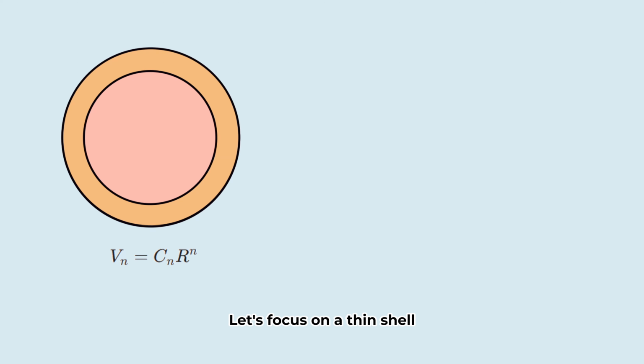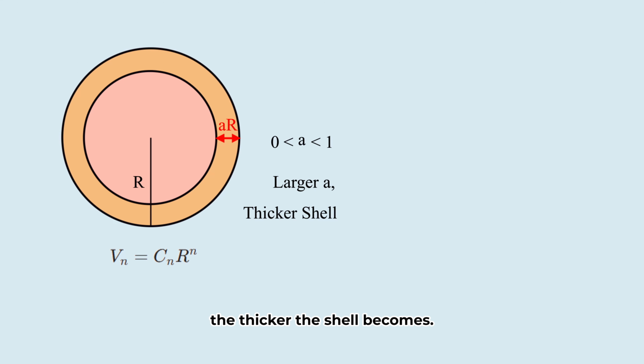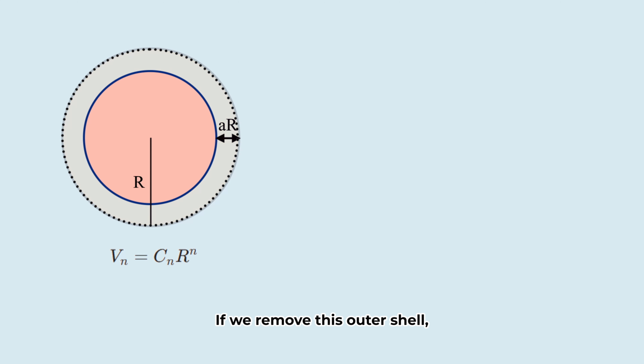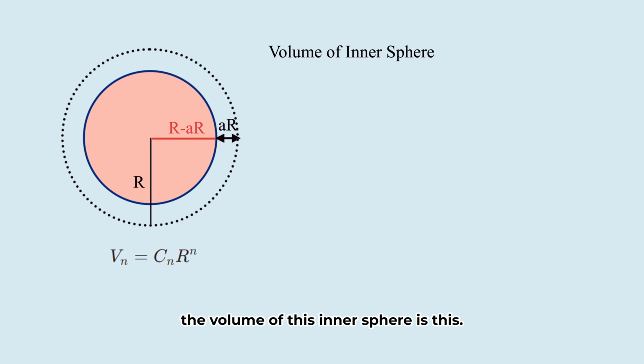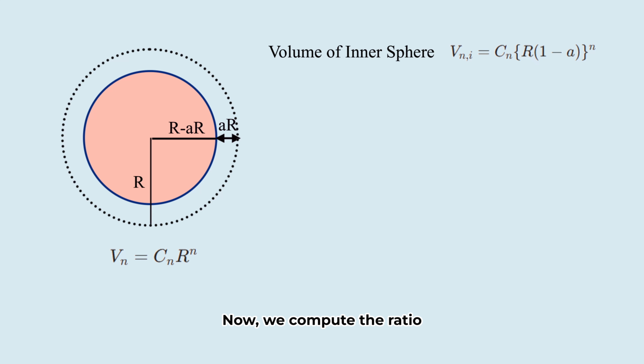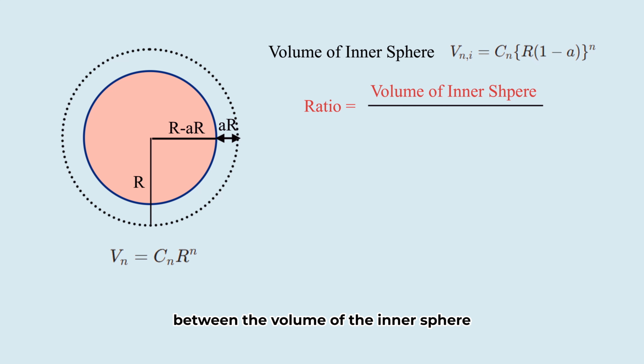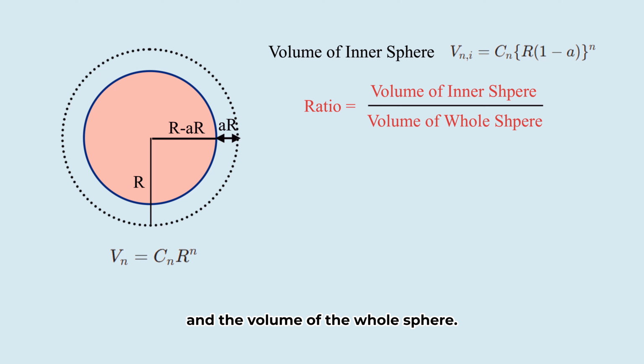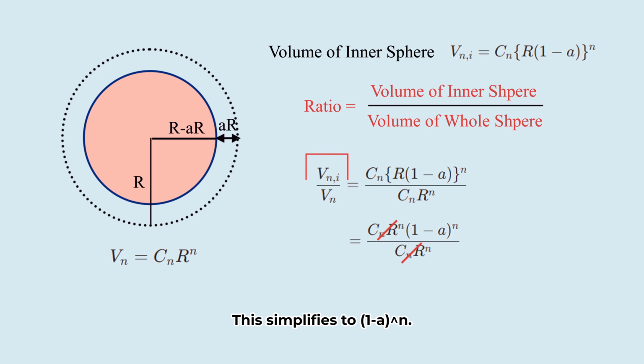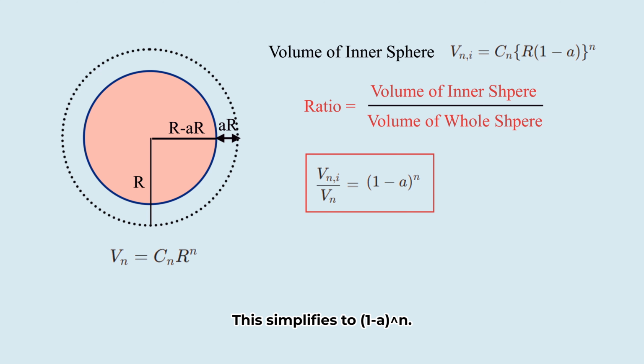Let's focus on a thin shell near the boundary. Suppose the thickness of this shell is ar, where a is a number between 0 and 1. The larger a is, the thicker the shell becomes. If we remove this outer shell, the radius of the remaining inner sphere becomes r minus ar. Therefore, the volume of this inner sphere is this. Now, we compute the ratio between the volume of the inner sphere and the volume of the whole sphere. This simplifies to 1 minus a to the power n.